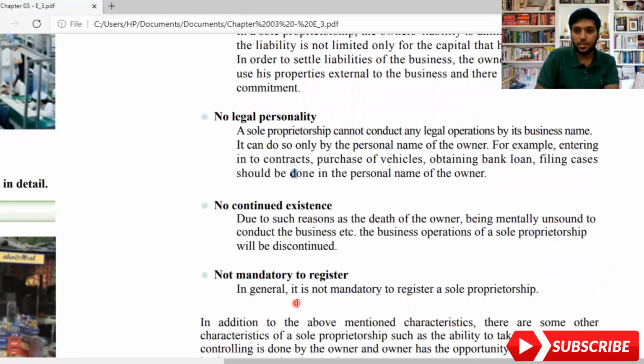And it's not mandatory to register. If you are a sole proprietor in our country, most of the time your business name and your name are the same, so you don't need to register. For example, now Aslam is doing a business. Aslam's business name is Aslam, so you don't need to register. But if it is Aslam Mart or Aslam Supermarket or something like that, then of course you need to register. So here they have said something.